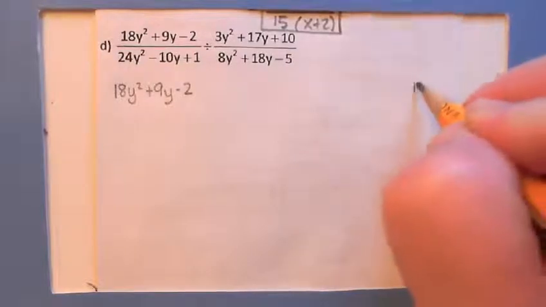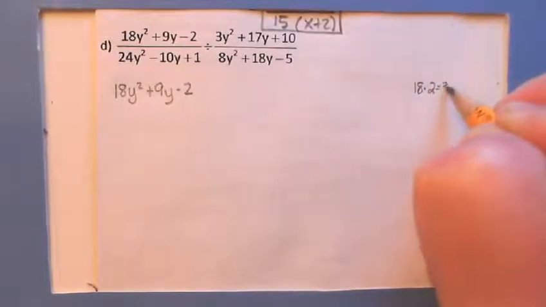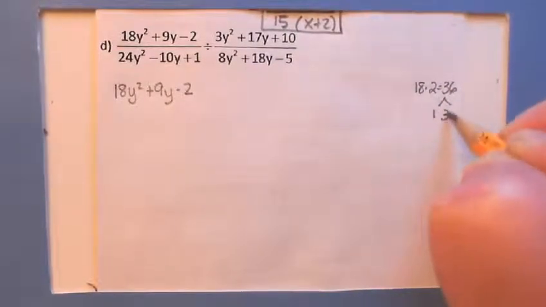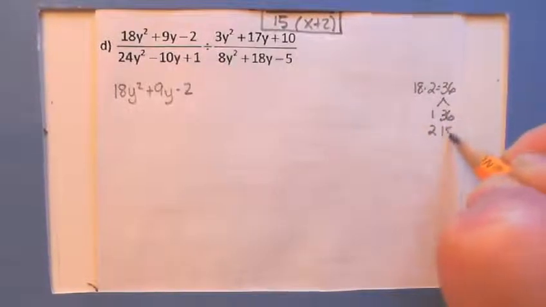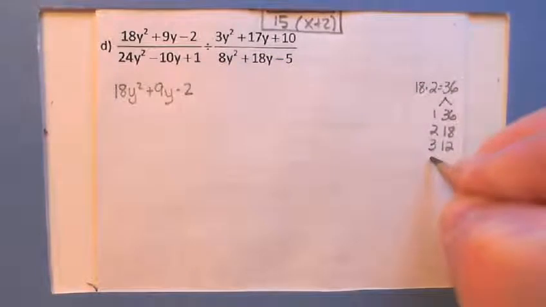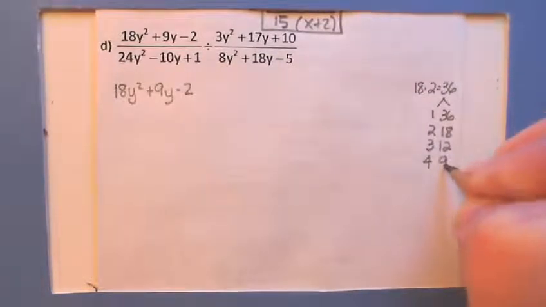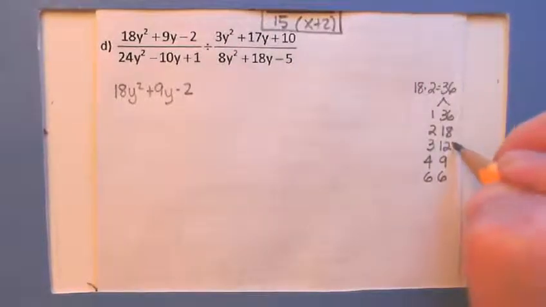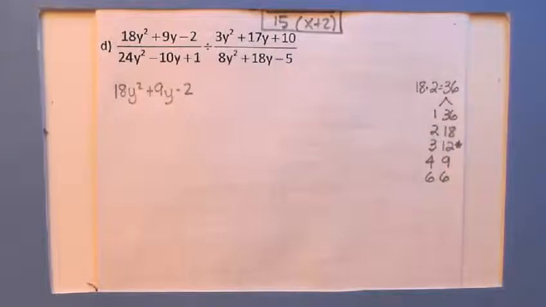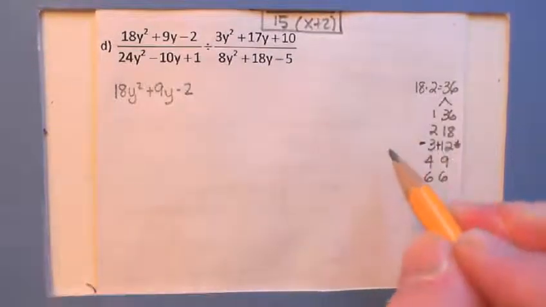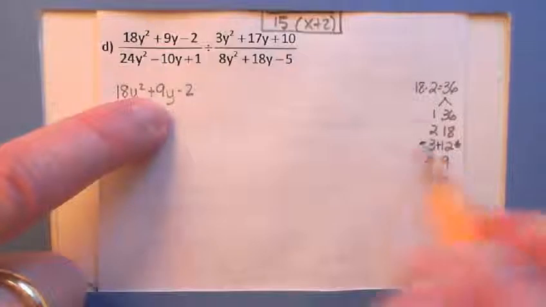So I'm going to multiply 18 times 2, which is 36. What numbers give me 36? 1 and 36, 2 and 18, 3 and 12, 4 and 9, and 6 and 6. And I'm looking for a 9, so 12 and 3 will give me a 9. The 12 would have to be positive because 9 is positive, and so that means the 3 has to be negative because 12 minus 3 is 9. Now a positive times a negative gives me a negative.